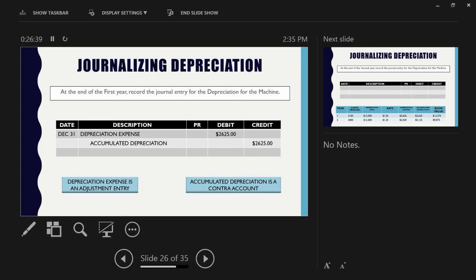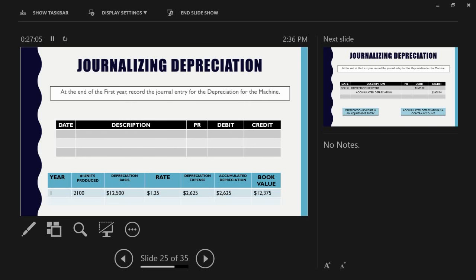Depreciation expense is going to be an adjusting entry. Okay, so again, let's look at this again. Depreciation expense is going to be an adjustment entry, while accumulated depreciation is going to be your contra account. For the first year, it's going to be 2625. Let's look at our table again. Where are we getting these numbers from? It's pretty straightforward. We have depreciation expense and we have accumulated depreciation right here.